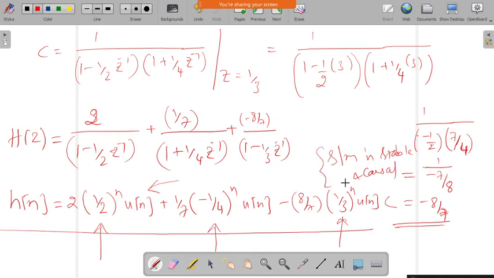Okay, so understood. So try to solve these type of problems and practice it. So we'll go to the next concept.